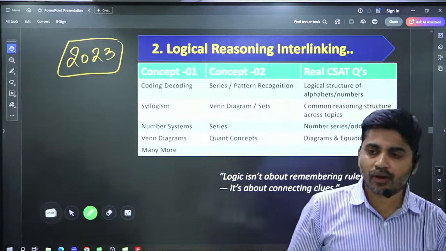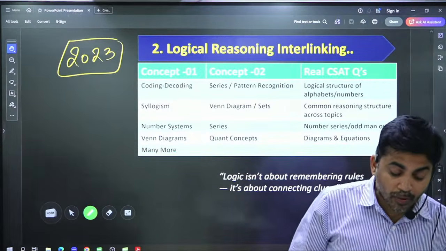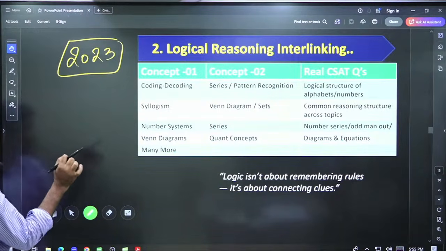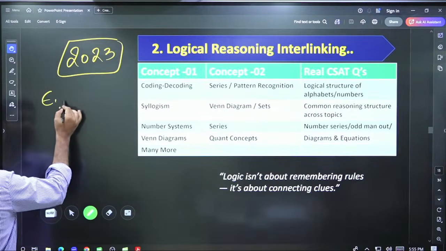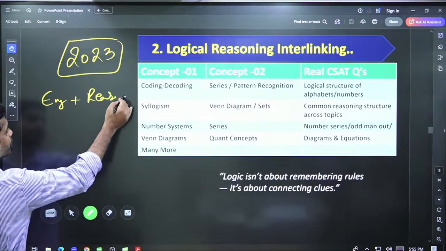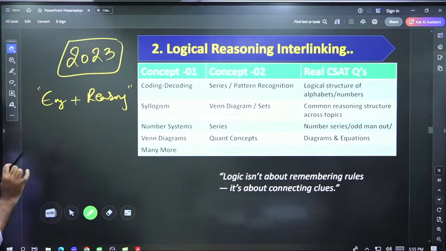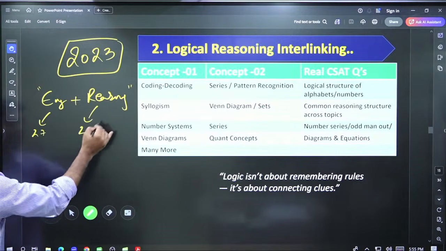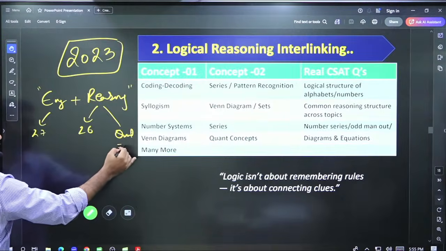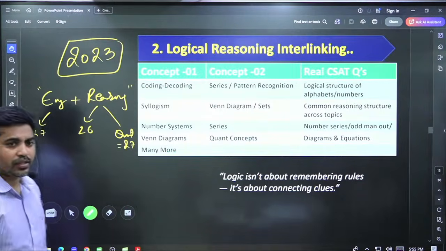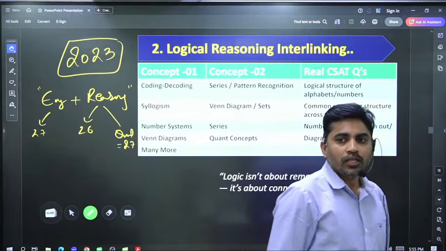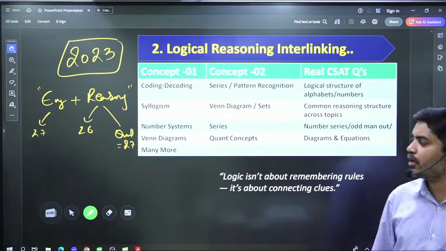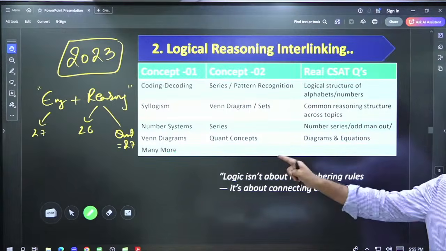Okay, question levels have increased. That is one reason. But before 2023, many serious students also used it to study only English and reasoning, because of negligence. English has 27 questions, reasoning 26, quant 27, altogether 80. So many toppers and serious students studied only English and reasoning, 27 plus 26.